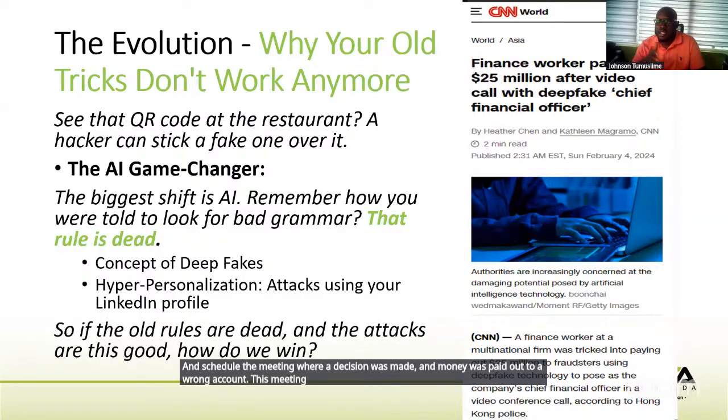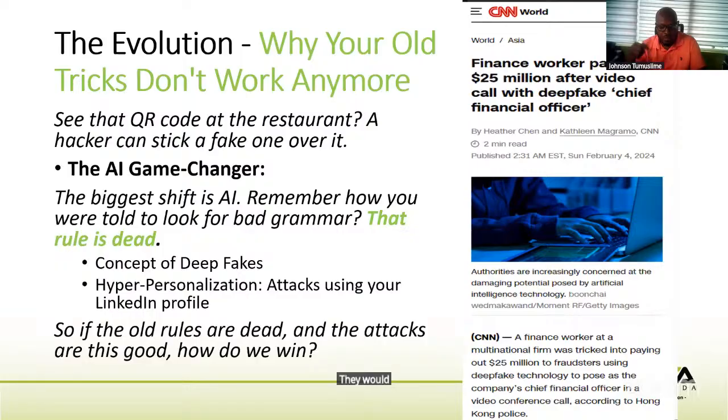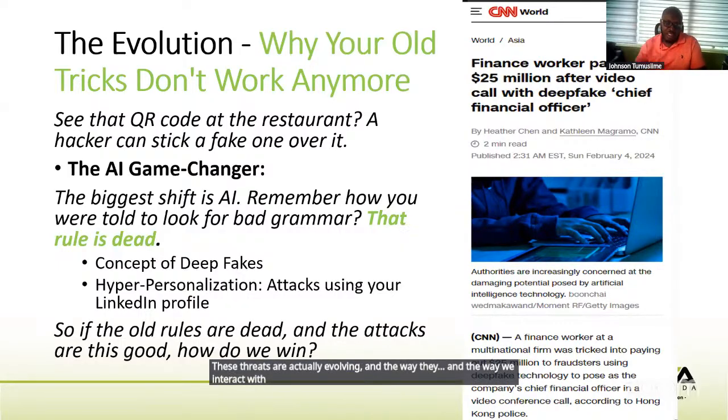This meeting even had people on the contractor side. So to this particular finance person, everything looked extremely real. They would ask a question, and the person that you expect to be responding did respond. So with this level of sophistication, we need to have some sort of advanced skill, or maybe something more than everything that we've been doing, because these threats are actually evolving, and the way we interact with them is evolving as well.